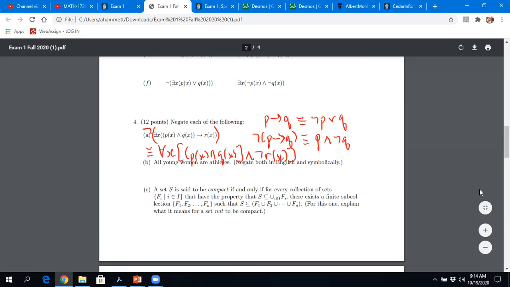Most of you got B right correctly, basically, but you had some notational snafus, okay, that I tried to correct. Okay, all young women are athletes. What would be the opposite of that? There is a young woman who is not an athlete, yeah? There exists a young woman who's not an athlete. So you simply had to kind of translate that into symbols, okay?